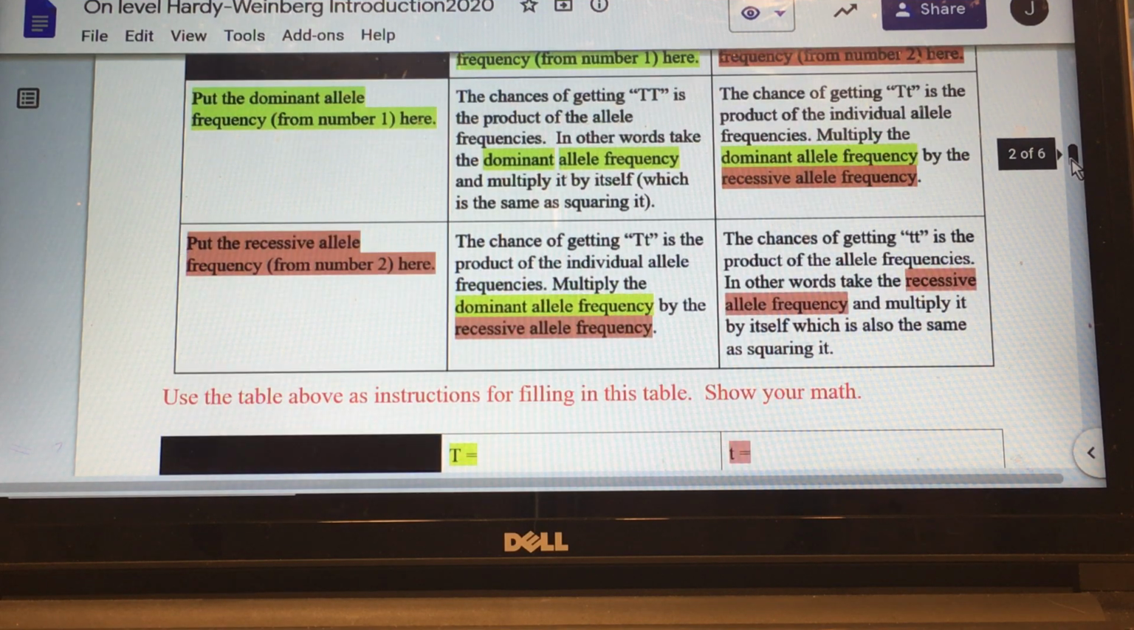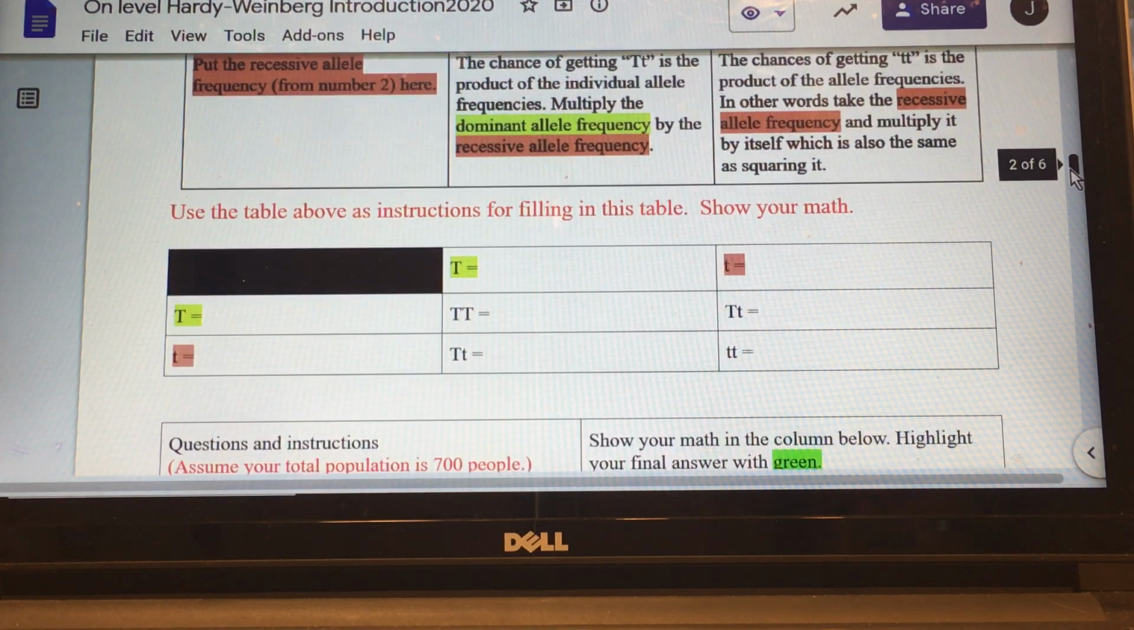So basically, this video is me reading through the instructions for you. Once you have the dominant allele frequency and the recessive allele frequency, you can figure out all of your genotypic frequencies. In order to find this square, big T, you take this dominant allele frequency and square it. It's the same as taking the dominant allele frequency times the dominant allele frequency here. These two numbers will be the same. So it will be whatever that number is squared.